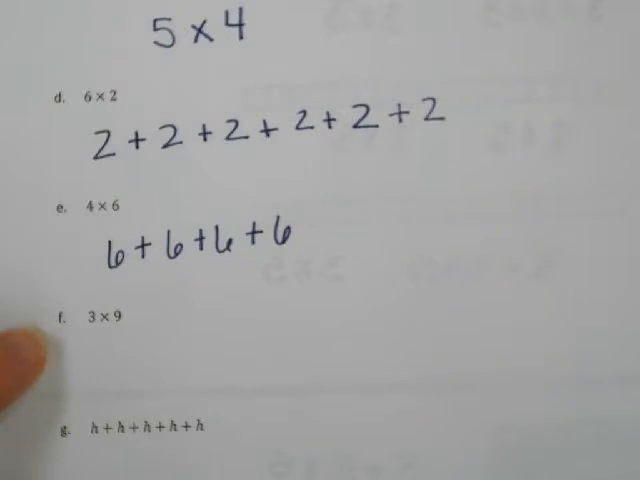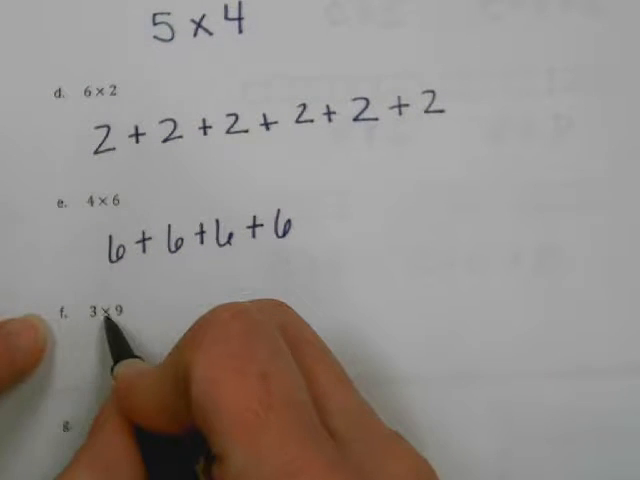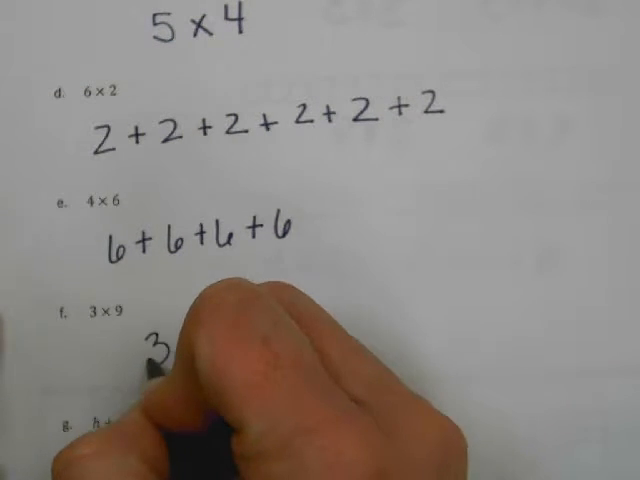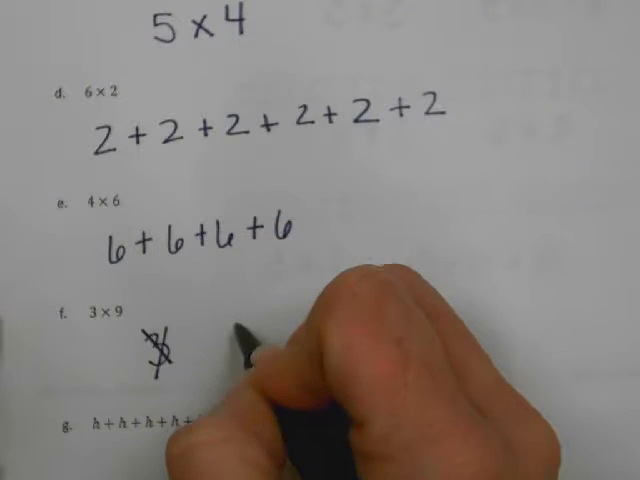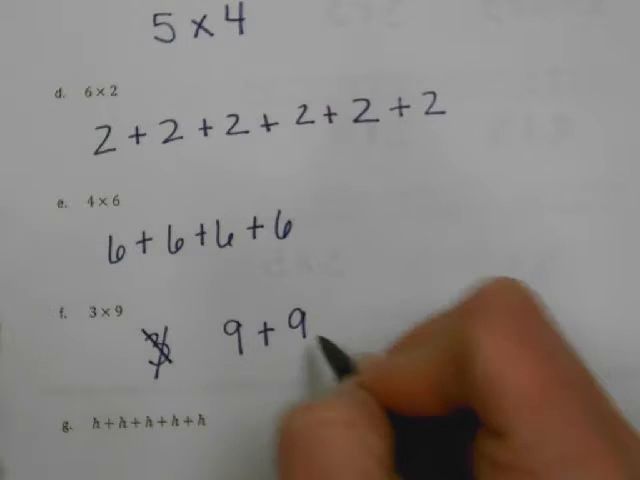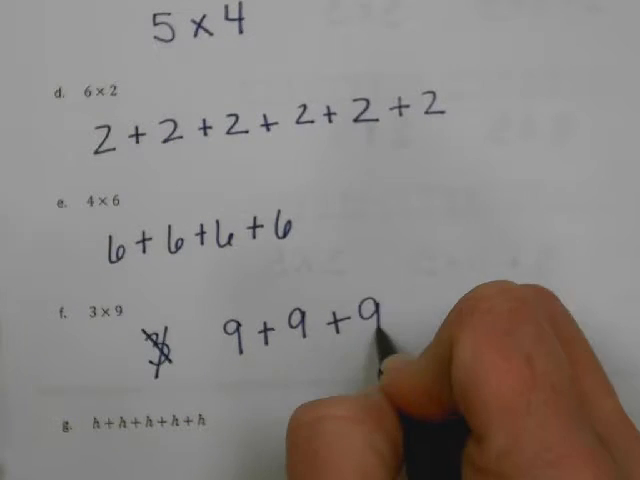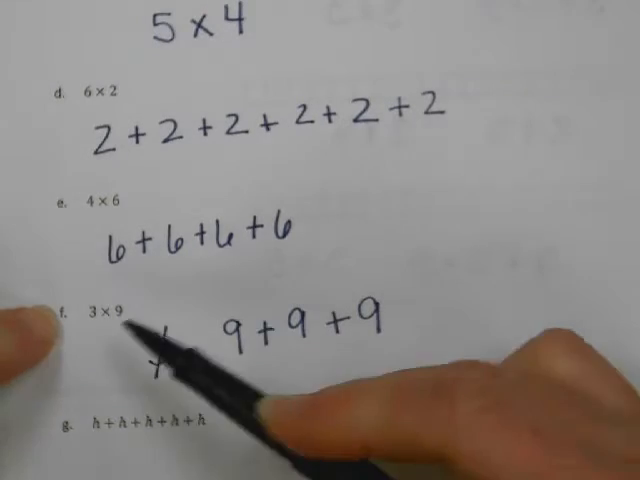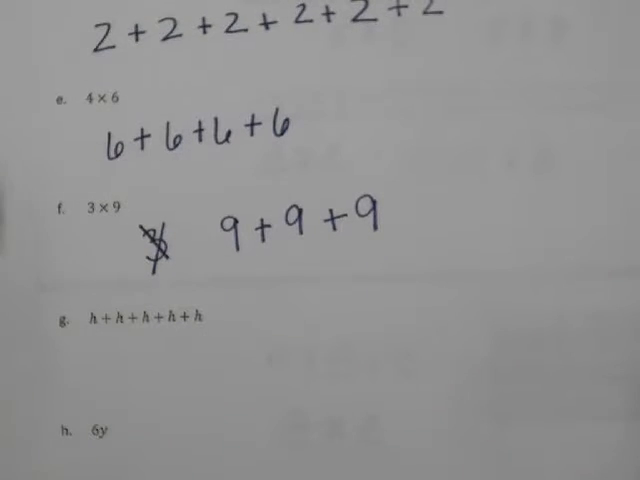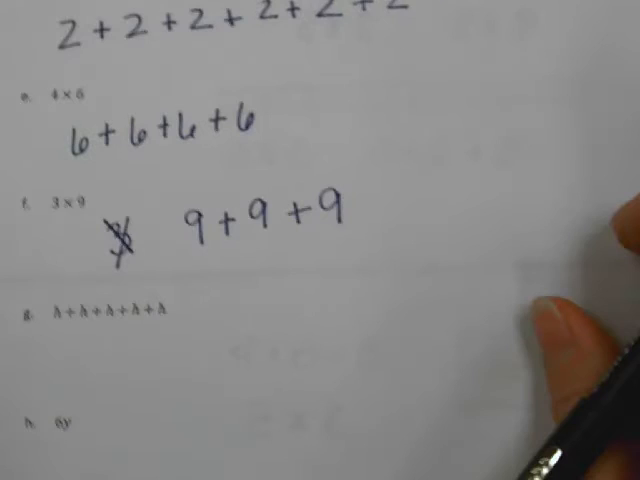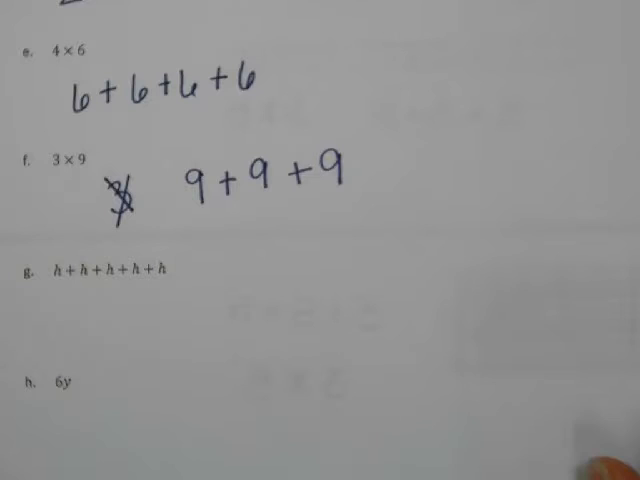And then 3 times 9, so 3 groups of 9. Sorry about that. So I should have 3 groups of 9, so 9 plus 9 plus 9. That's 3 groups of 9. So that's going to give me the same product as 3 times 9, which is 27. Try G and H on your own, and then come back and check the video.